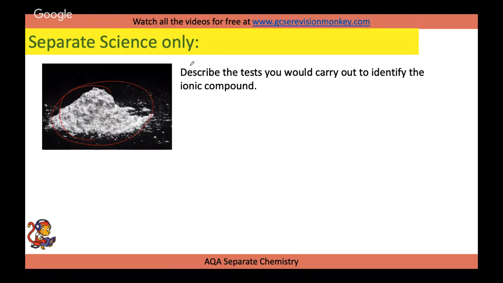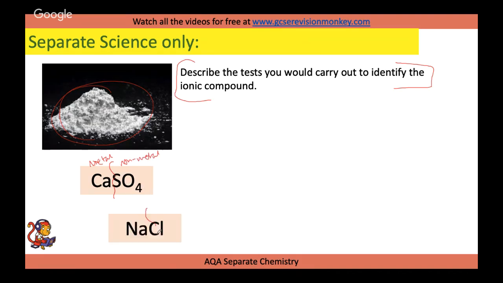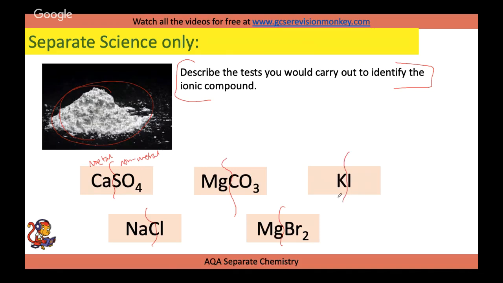You could be asked in an exam to describe the test that you would carry out to identify the ionic compound. So an ionic compound consists of a metal and a non-metal. For example, it could be calcium sulfate, sodium chloride, magnesium carbonate, magnesium bromide, potassium iodide, or copper sulfate. It could be any one of these things if we didn't know what it looked like.